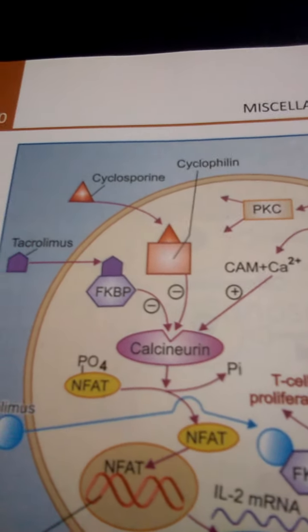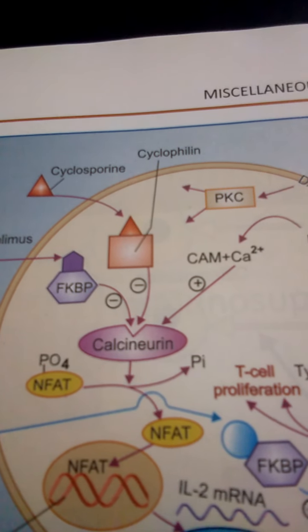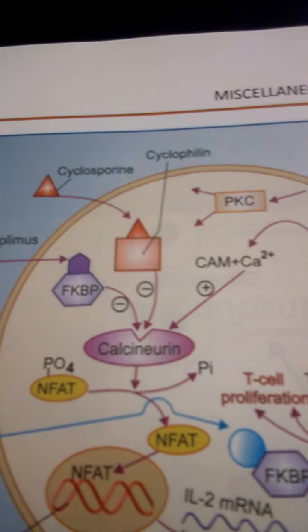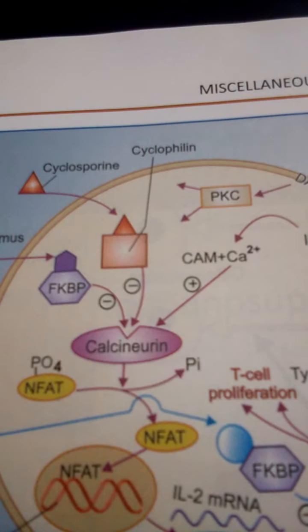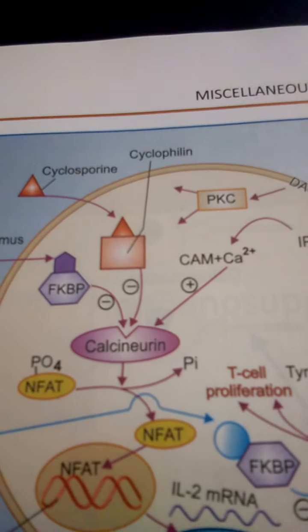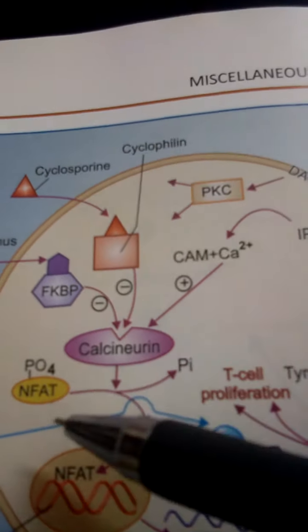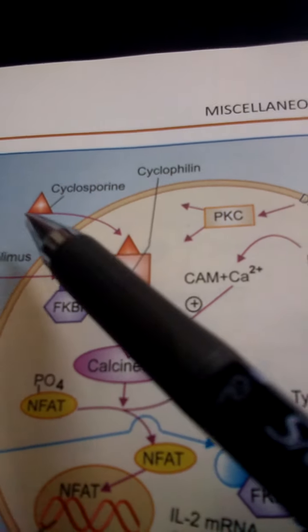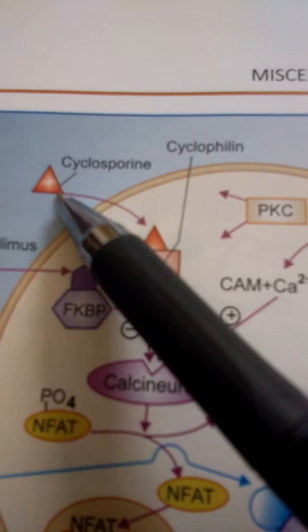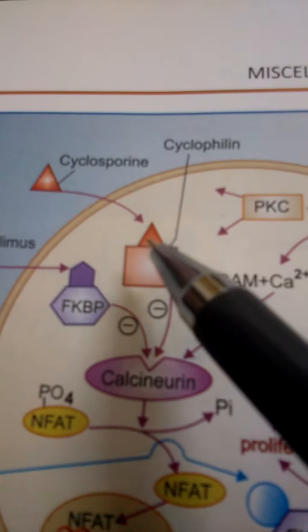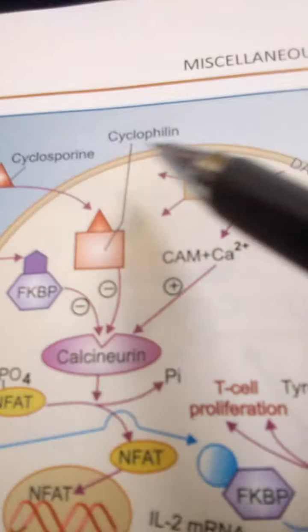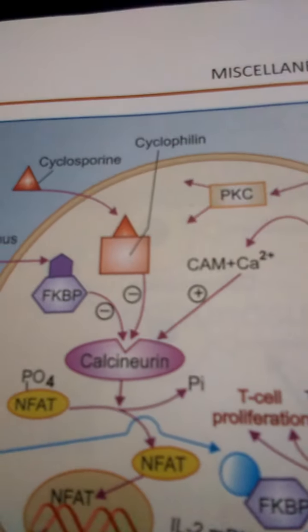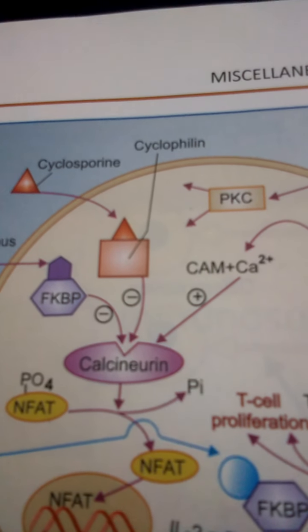Already I said that cyclosporin is a polypeptide chain with 11 amino acids, mainly obtained from a fungus in the year 1977. So this is the calcineurin, which is already present inside the cell, and this is the cyclosporin. Whenever cyclosporin enters our blood cell, it initially attaches with the cyclophilin.